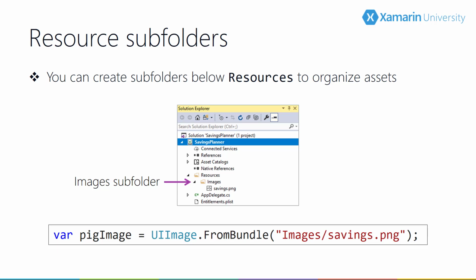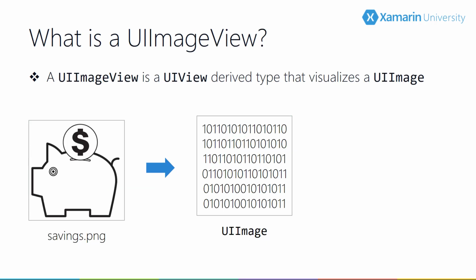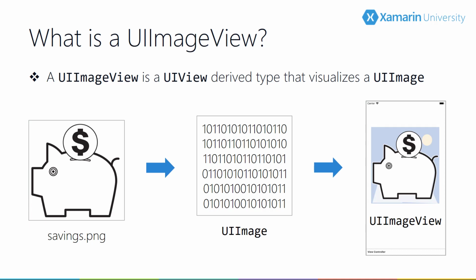Remember, a UIImage is just really the image in memory. It's not actually displaying it visually in any way. If we want to display it visually, we need to use a UIImageView, which is a class that derives from UIView, and its sole purpose is to visualize a UIImage. So you can see here, we take the UIImage, which is an in-memory representation, and then we can plug that into a UIImageView to display it to our users.